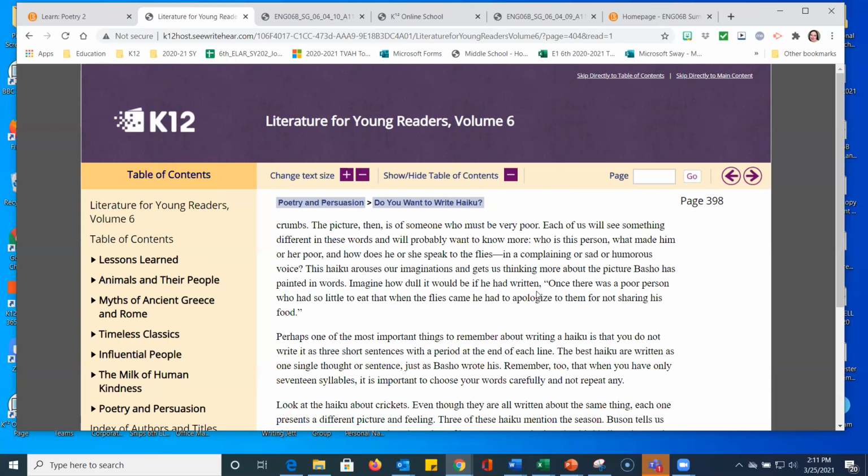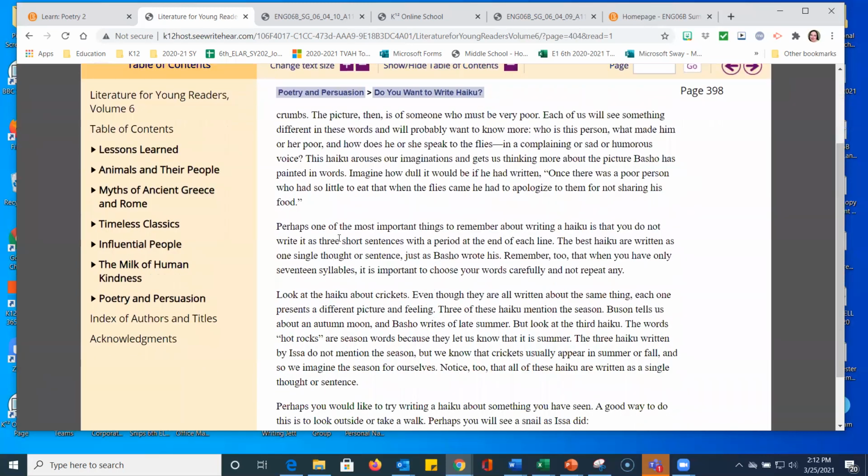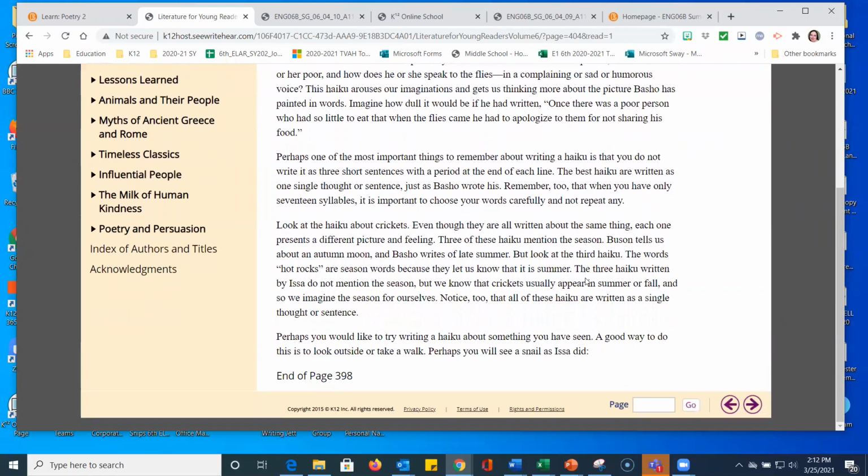Imagine how dull it would be if he had written, "Once there was a poor person who had so little to eat that when the flies came, he had to apologize to them for not sharing his food." Perhaps one of the most important things to remember about writing a haiku is that you do not write it as 3 short sentences with a period at the end of each line. The best haiku are written as one single thought or sentence, just as Basho wrote his. Remember, too, that when you have only 17 syllables, it's important to choose your words carefully and not repeat any.